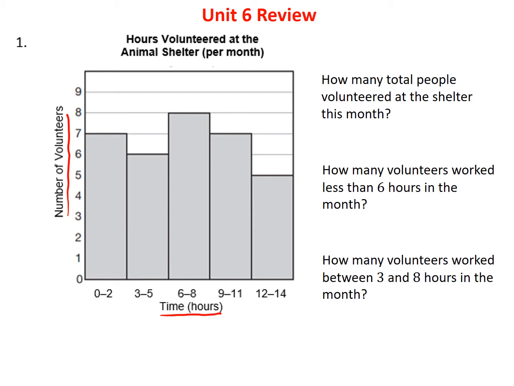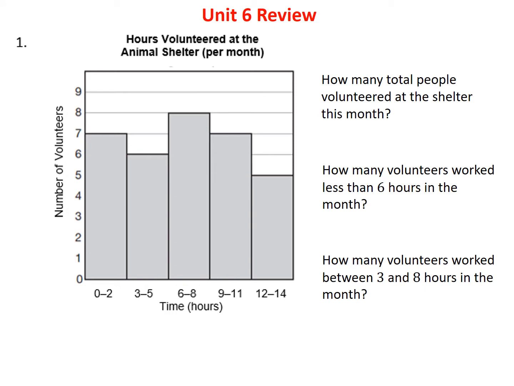For example, the way you read a chart like that, let's take this middle column here. If I look at the middle column, I notice that, coming across from the number of volunteers, there were 8 volunteers, and each of those 8 people worked somewhere between 6 and 8 hours. And that's the nature of a histogram. Each column tells you how many people worked that range of hours.